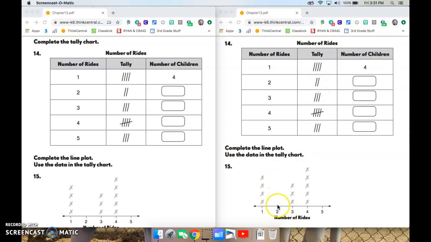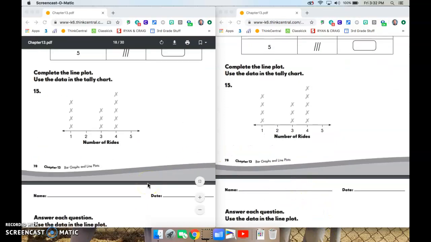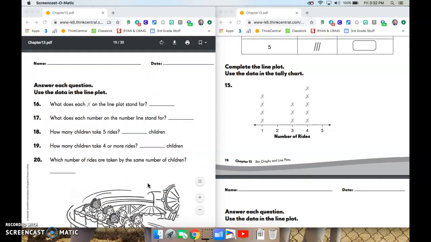Number of rides 2, 2. And there's a 3, there's a 1, 2, 3, 4, there's 5 of them here. And number 5, there should be 1, 2, 3 again. And that would be the completion of our tally chart.